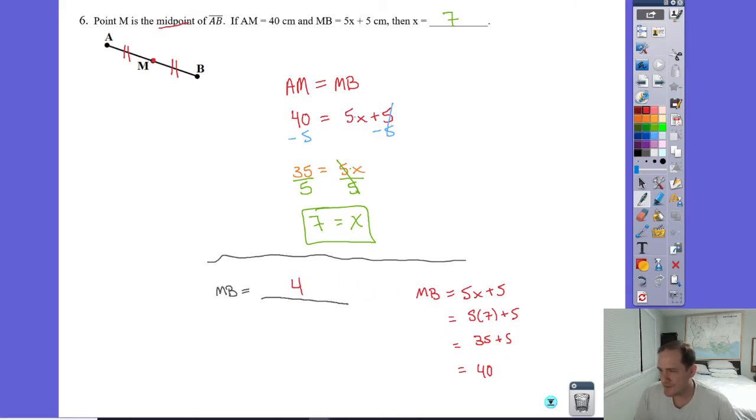And as soon as you see that it's 40, maybe we start to feel silly because they already told us that AM was 40. And then we knew that MB had to be the same. So of course they were both 40. So AM's 40, MB's 40. So if I asked you for the length of the whole thing, you just add the 40s and get 80.